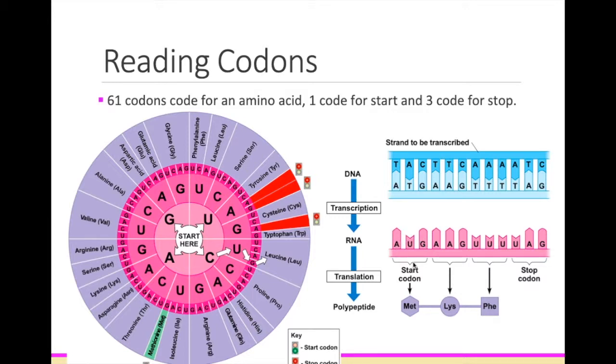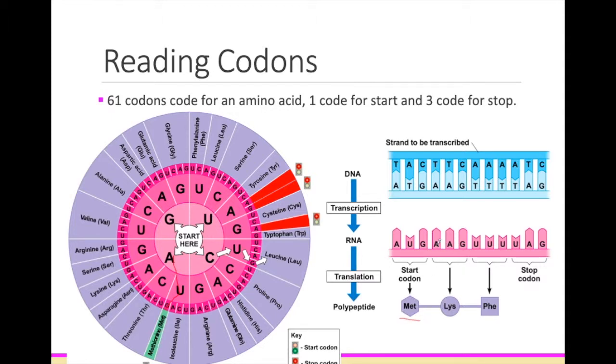So my codon says AUG. The way you read this is the first letter of the codon goes in this first circle, the second in the second circle, and then the third in the third circle. So we start with A. That's going to start here. I'll draw it. So A starts here, which goes to U, and then eventually G. That's going to lead me to methionine, which is what we have here, met.